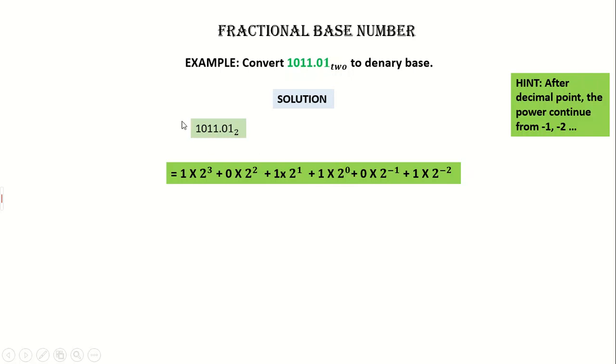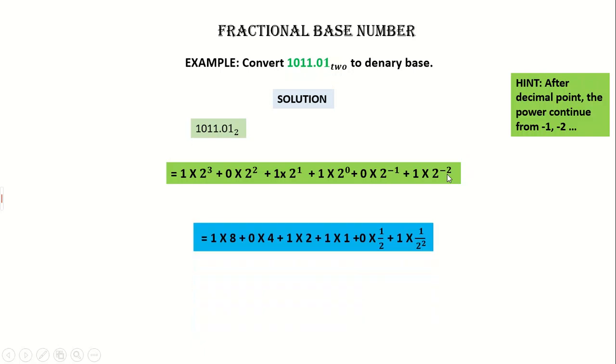Then I move on to the fractional aspect, which continues from there. As I said earlier, the power is going to be -1, -2, and so on and so forth. So you have 0 times 2 raised to power -1 plus 1 times 2 raised to power -2. Now you're subjecting the powers to whole numbers. So 2 raised to power 3 is going to give you 8, 2 raised to power 2 will give you 4, 2 raised to power 1 will give you 2, then 2 raised to power 0 definitely will give you 1. Then 2 raised to power -1 is going to be 1 over 2 raised to power 1.